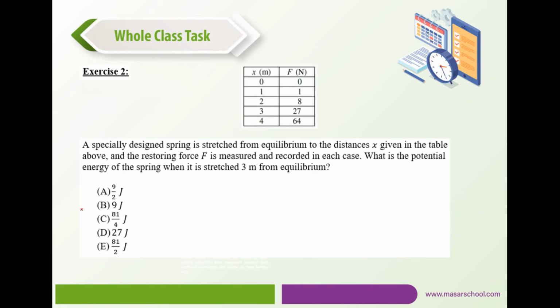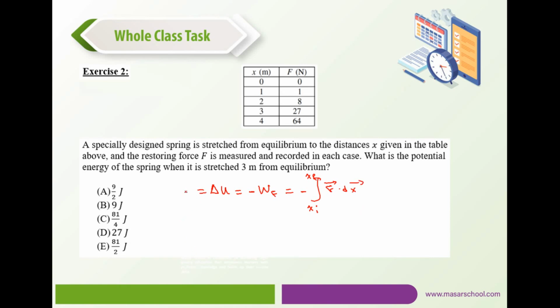Exercise 2. A specially designed spring is stretched from equilibrium to the distances x given in the table above, and the restoring force F is measured and recorded in each case. What is the potential energy for the spring when it is stretched 3 meters from the equilibrium? Then basically, if we need to determine the potential energy, we need to use the following relation. Delta U is given by minus the work done by the force, which is equal to minus the integral from an initial position to a final position of F dot dx.